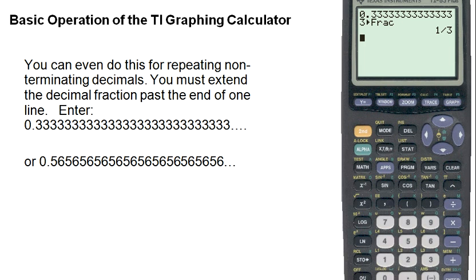If I do this other fraction, which has repeating 56's, I put 0.56, and I just keep hitting 5, 6, 5, 6 until it wraps around the end of the line, and then hit Math 1, enter, I'll get that it's exactly equal to 56/99.